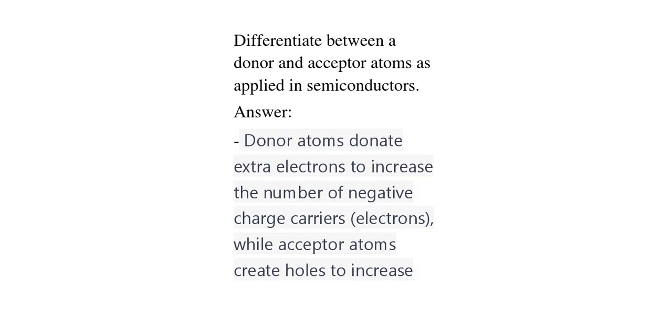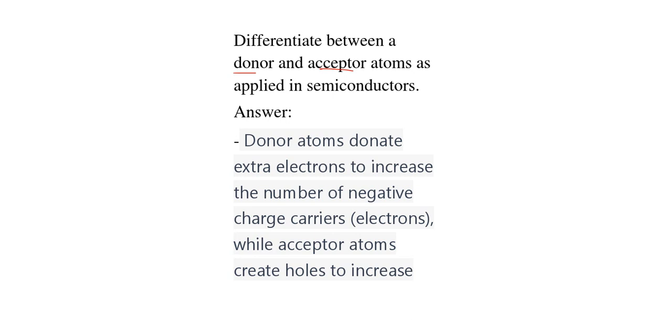Differentiate between donor and acceptor atoms as applied in semiconductors. So in semiconductors, we normally have what we call the donor and acceptor atoms. These two come in depending on whichever semiconductor material is being formed.